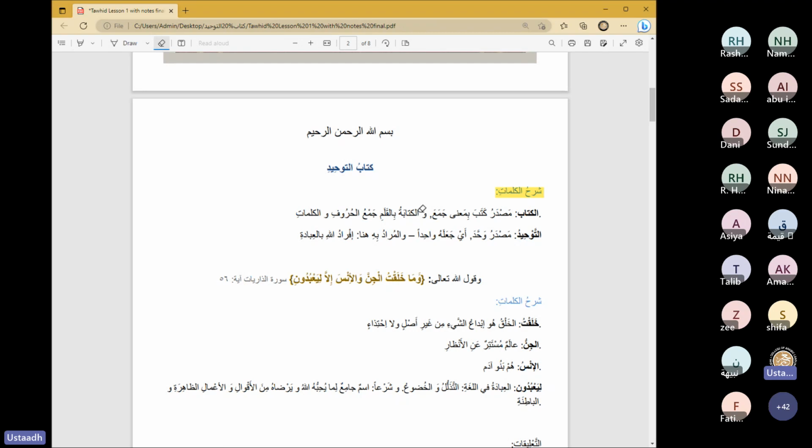And he authored many books, and the most famous of those books is this book, Kitab al-Tawhid. It has been greatly accepted by the scholars of Islam and the students of Islam. And they have paid a great deal of importance to studying, teaching and explaining the book. It is a book that is filled with many great benefits, and Allah subhanahu wa ta'ala has benefited a vast amount of His creation by way of this book.